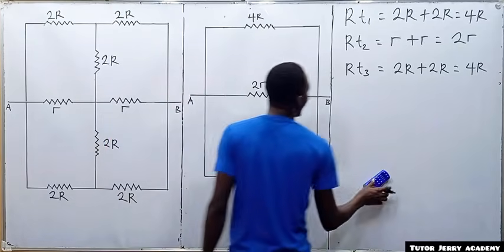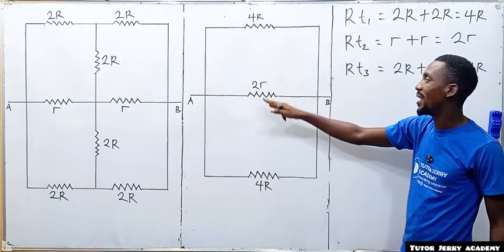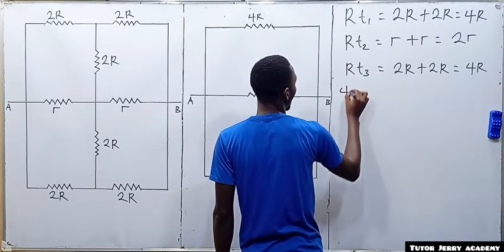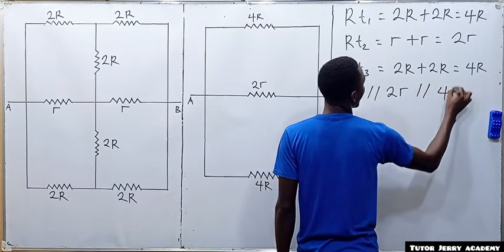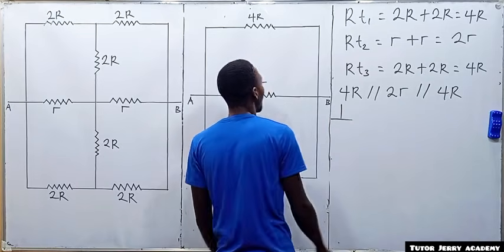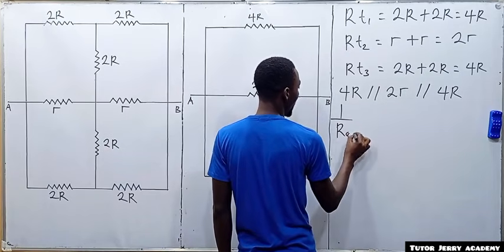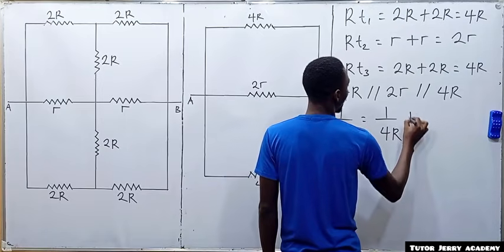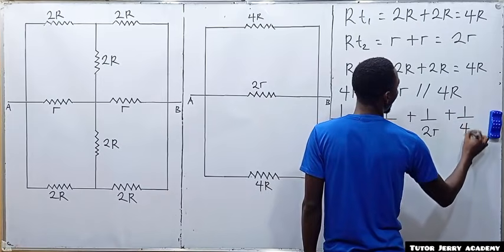All right. So you can therefore see clearly that 4R is parallel to 2R, and is parallel to what? 4R. So 4R is parallel to 2R, which is also parallel to 4R. So the equivalent resistance between terminal A and B will be: 1 over R equivalent equals 1 over 4R plus 1 over 2R plus 1 over 4R.